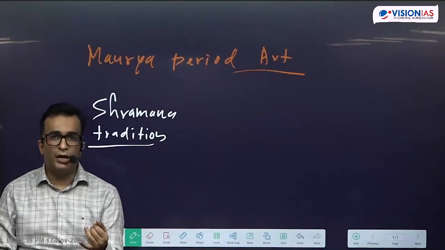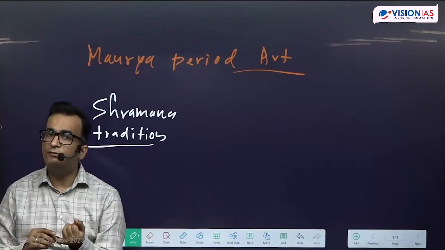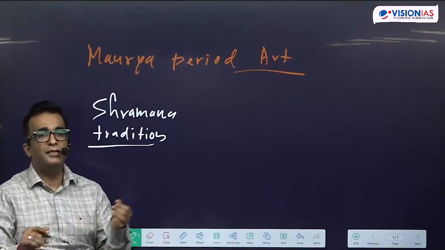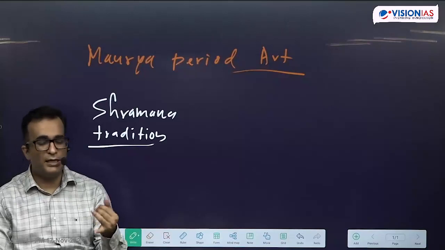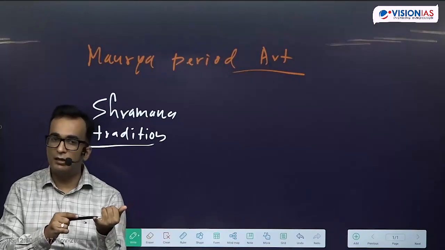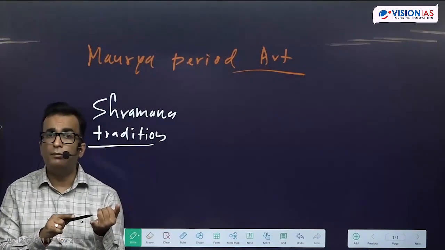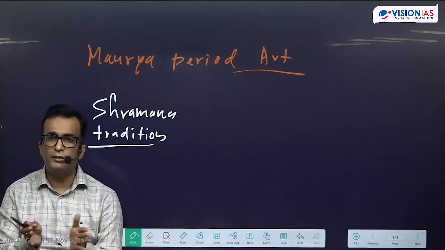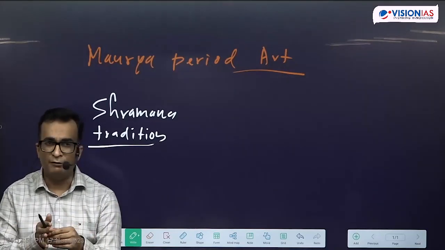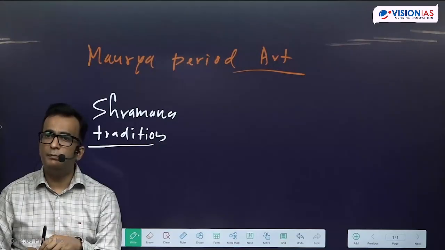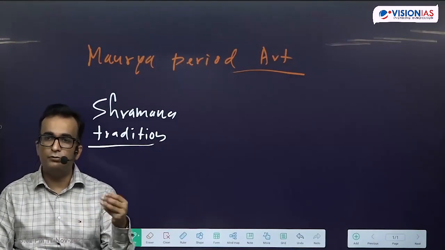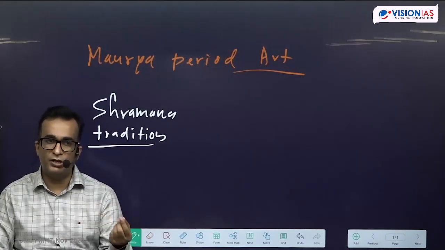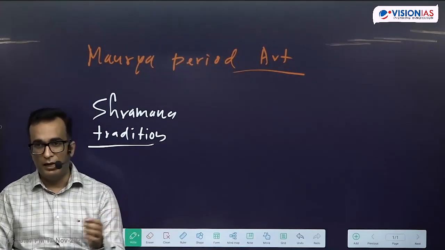So now understand that the Mauryas happen to be the first rulers of India who patronized the Shraman tradition, all the branches of it. As I mentioned, Buddhism, Jainism and Ajivika are considered to be the branches of the Shraman tradition. They emerged from this movement itself. So the Mauryas were the first people who patronized all 3 branches of the Shramana. There is patronage towards Ajivika, towards Jainism, and also towards Buddhism. I'll give you an example.